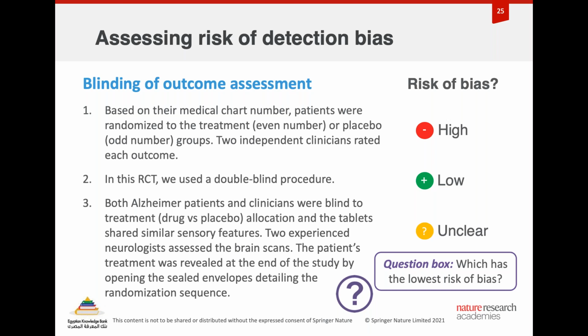So of options 1, 2, and 3, which one do you think has the lowest risk of bias? Write in the questions box: 1, 2, or 3.